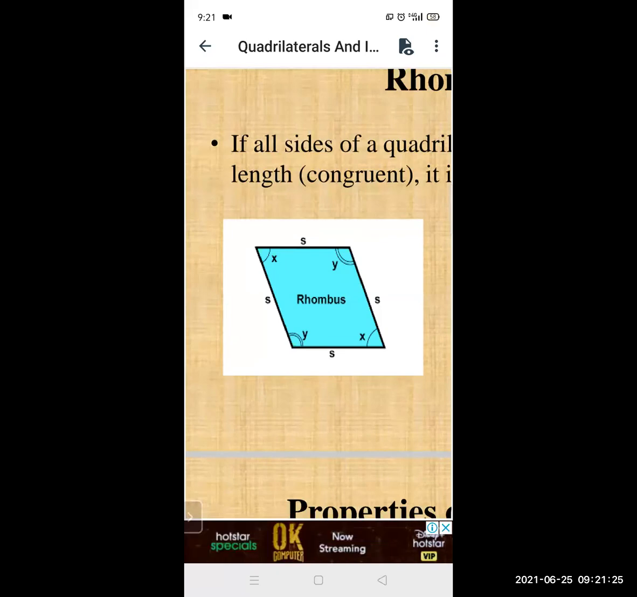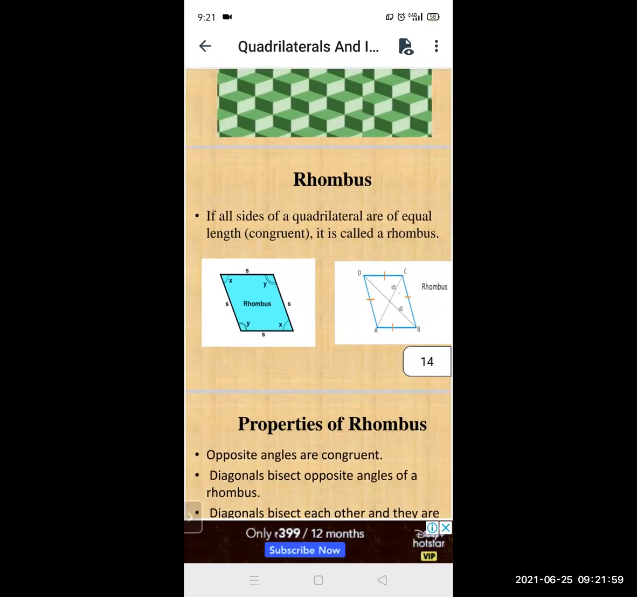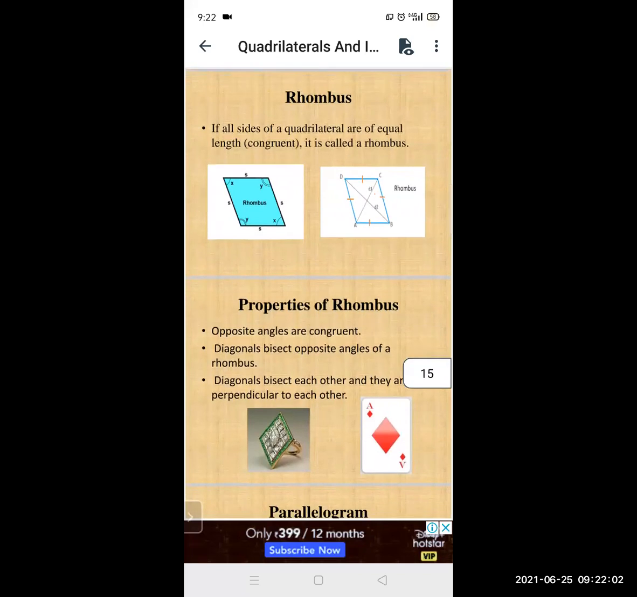If we take a square and move it a little bit from the base side in cross section, that becomes your rhombus. A slight change, if we move from the base part, either to left or right, doesn't matter. If you slightly move the square aside, it becomes a rhombus. So what is a rhombus? If all sides of a quadrilateral are of equal length, it is called a rhombus.